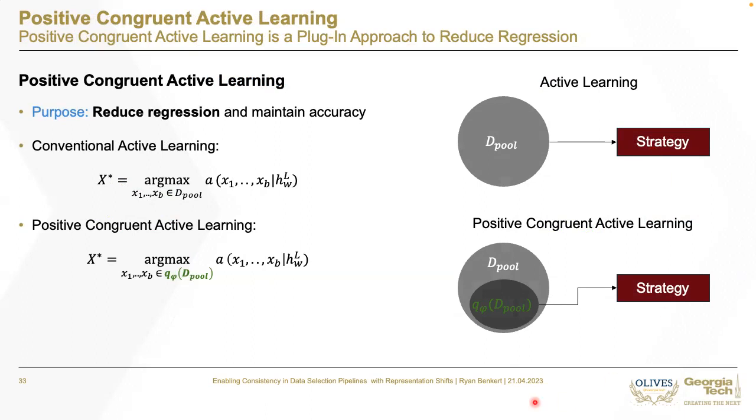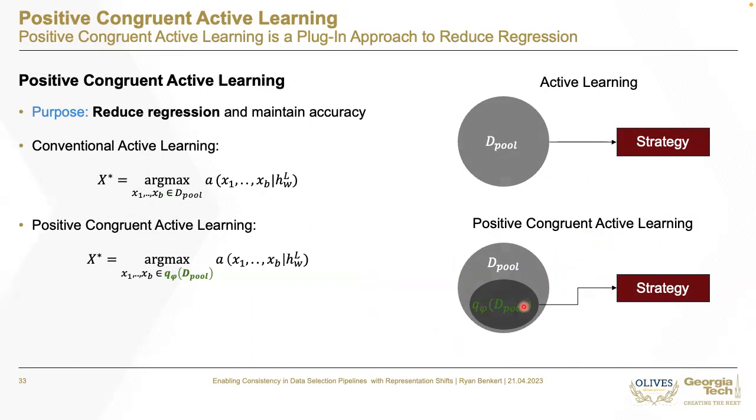So if I may direct your attention to this diagram you see here on the right, given this unlabeled data pool you see here at the top, you simply input it into the active learning strategy in standard active learning, right? The idea of positive congruent active learning is we take this data pool and then we restrict it to some kind of subset. So think about the negative flips or the positive flips or whatever that we just saw, right?